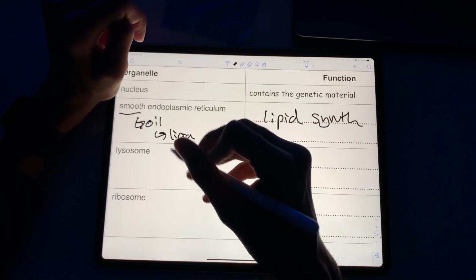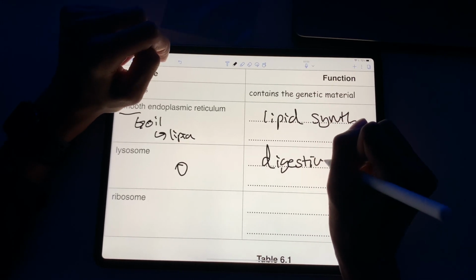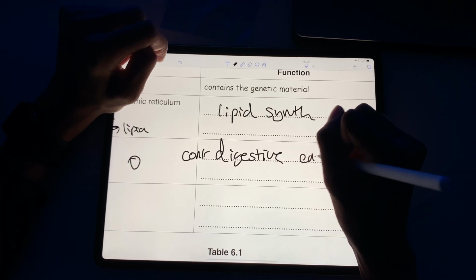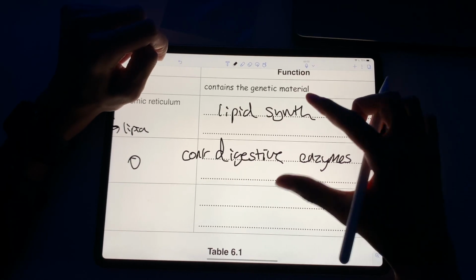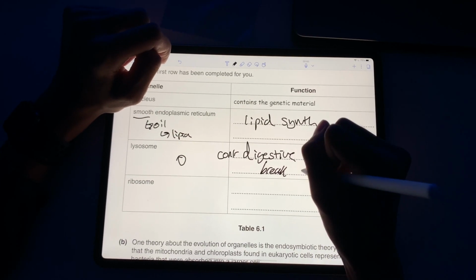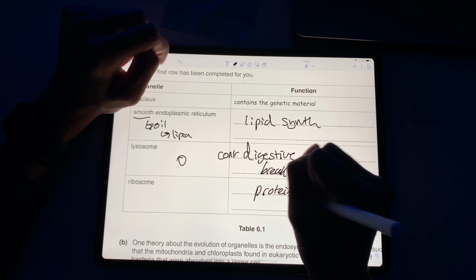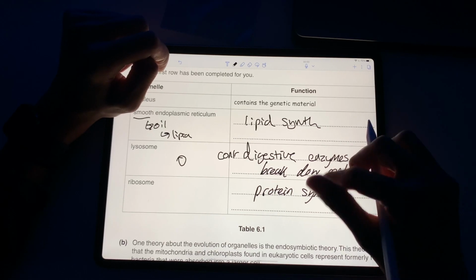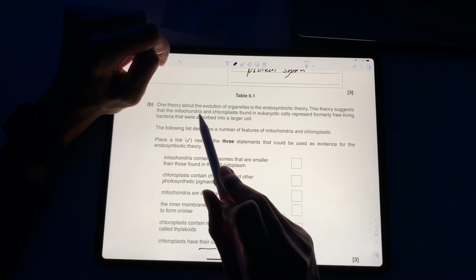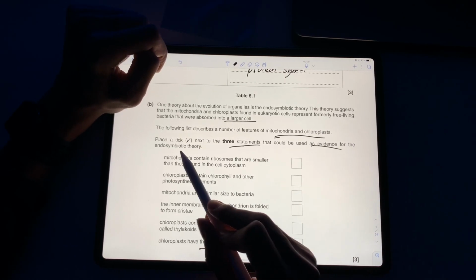Lysosome, that contains digestive enzymes and breaks down the cell. Ribosome, that's easy. Protein synthesis. Okay, one theory about organelles here. This theory suggests chloroplasts evolved from bacteria engulfed in a larger cell. The following describe chloroplasts, three statements used as evidence for them.